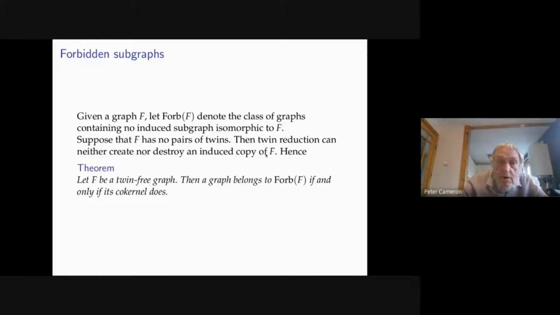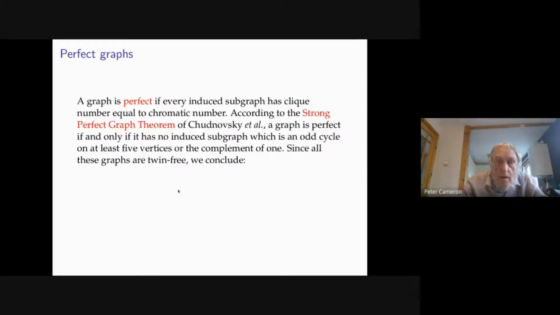If there wasn't one, then you can't create one by twin reduction. So if F is twin-free, then a graph forbids F if and only if its co-kernel forbids F. And here's an example of that: perfect graphs. This is a very important class of graphs.